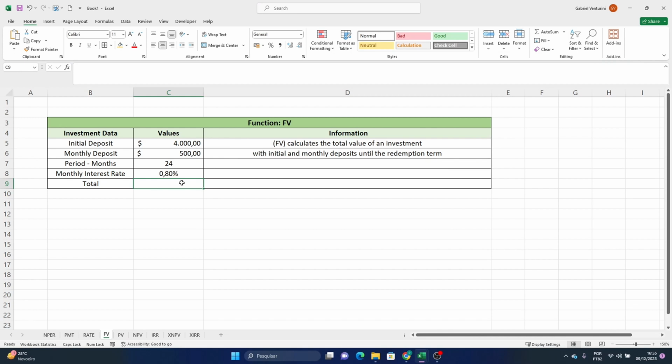The future value is one of the financial functions of Excel, which calculates the future value of an investment based on a constant interest rate.